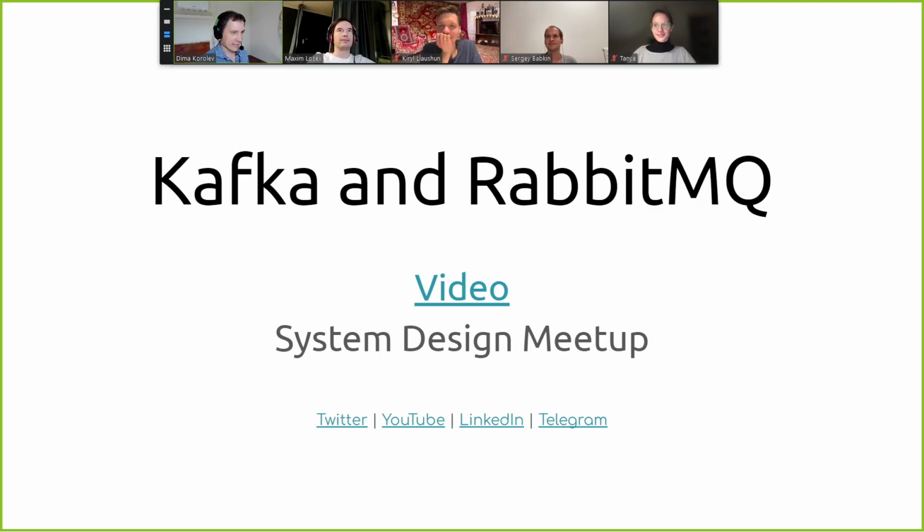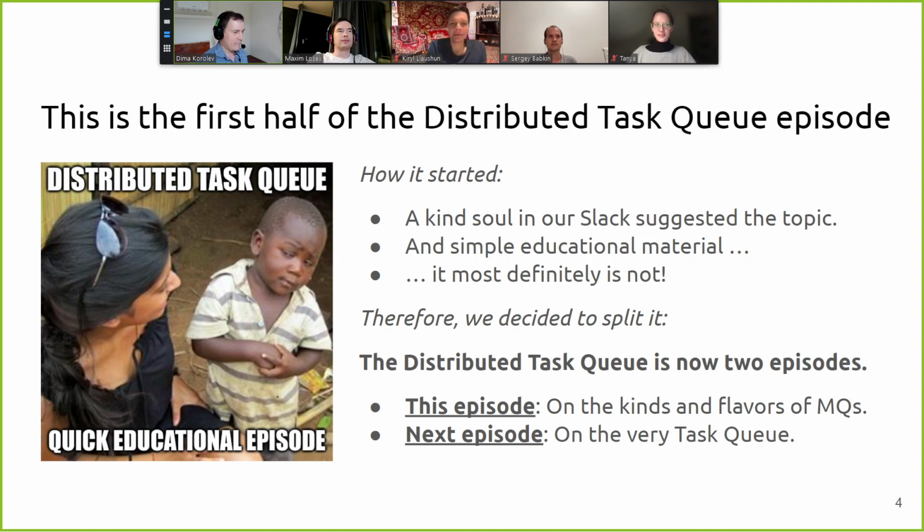We are talking about Kafka and RabbitMQ today. Let me share with you guys how it started. A kind soul on our Slack suggested we do an episode on the distributed task queue, which is a good, interesting question. It appears in multiple broader settings, both real life and interviews. So I figured, yeah, let's record a 45 minutes episode on how to do distributed task queues.